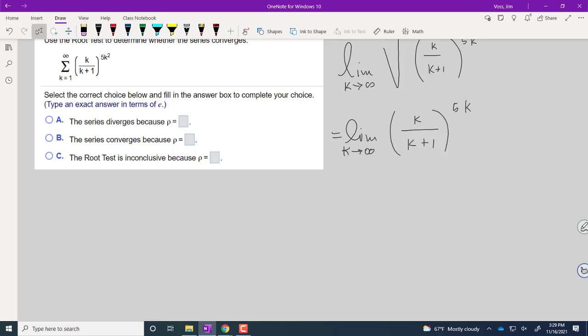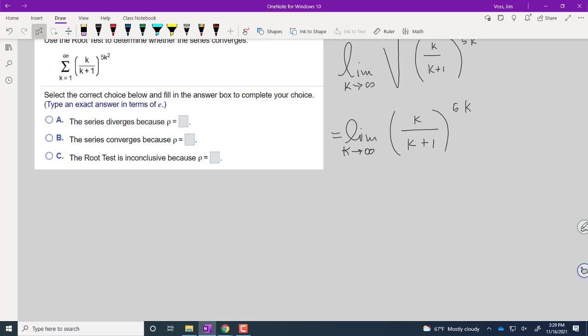It looks a little like an e thing, but the form of the e limit that we've looked at is 1 plus a over k to the bk. We know that that's going to be e to the ab. That's definitely not what we have in there.